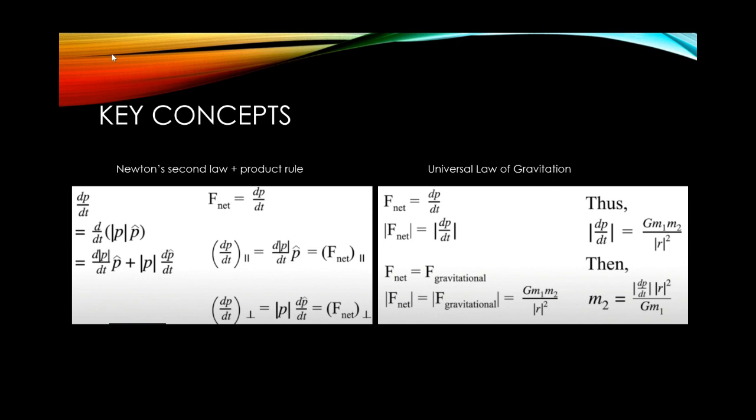We can also assume that the magnitude of F net is equal to the magnitude of the gravitational force, yielding the equation on the right. The magnitude of dp/dt is equal to the magnitude of the gravitational force. We can then rearrange this equation to find the mass of the black hole.